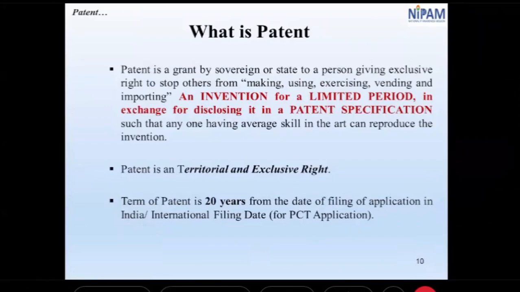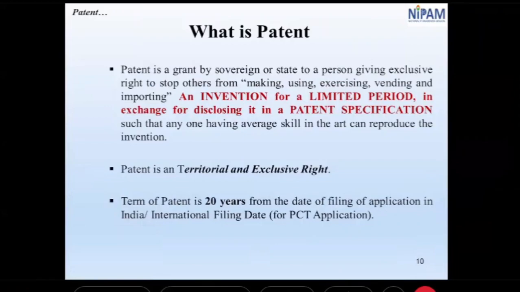And the IP office will check every data of yours, and if you are meeting the law, and we are happy, then we will give you that exclusive right. So this is all about a patent.